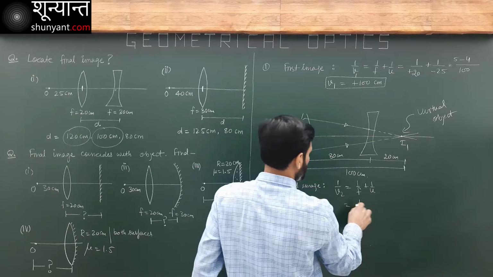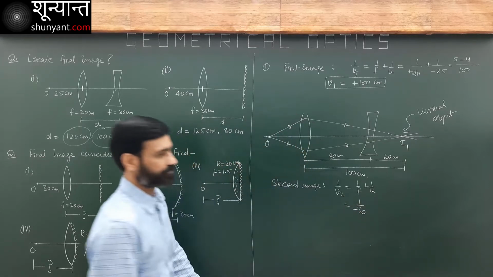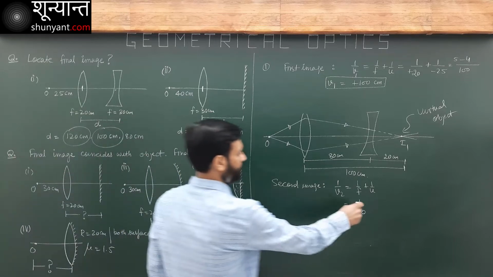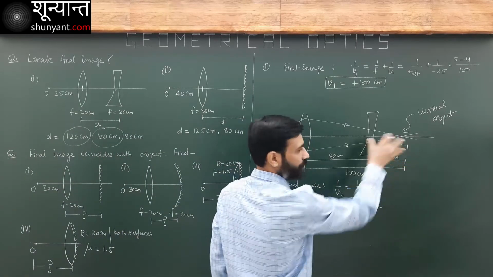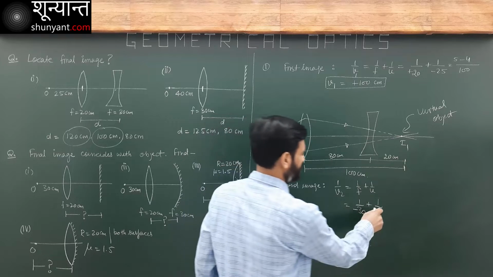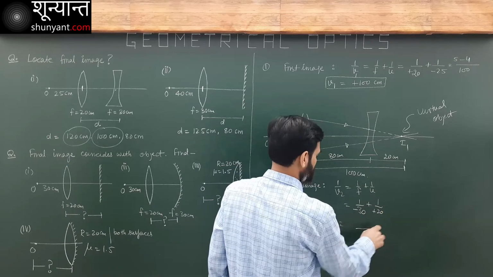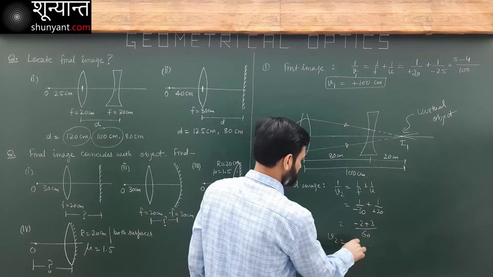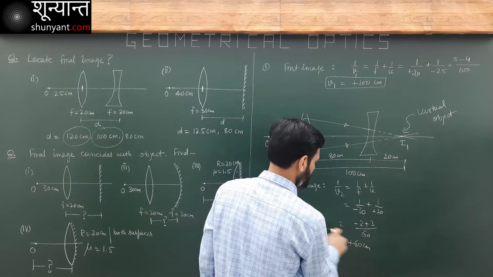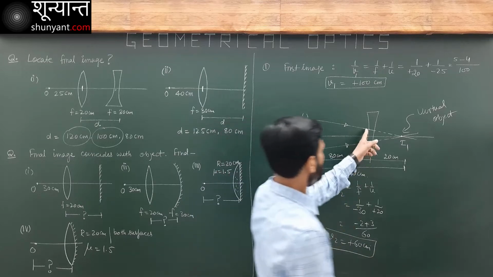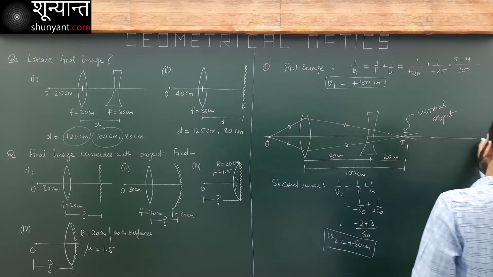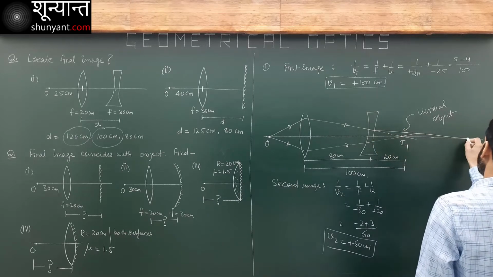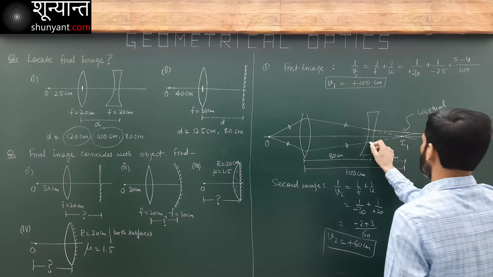So this is 1 over minus 30. The focal length is minus 30 centimeter, plus, now this u becomes positive, it is plus 20. This becomes 60 minus 2 plus 3, so v2 becomes plus 60 centimeter. That means these light rays will diverge a little bit, and they are actually meeting here. That's where I am going to see my final image.